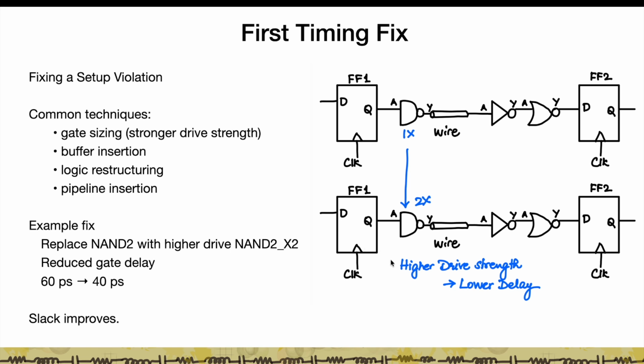Another common technique is buffer insertion, placing a strong buffer midway along a long wire to break up the RC delay. When violations are more severe, you may need logic restructuring, rebalancing a deep logic tree to reduce the number of gates in series, or even pipeline insertion, which splits a long path across two clock cycles at the cost of added latency. Each fix has trade offs. Gate sizing costs area and power. Pipelining adds latency. The art of timing closure is choosing the right technique for each violation to meet timing without blowing the budget on everything else.